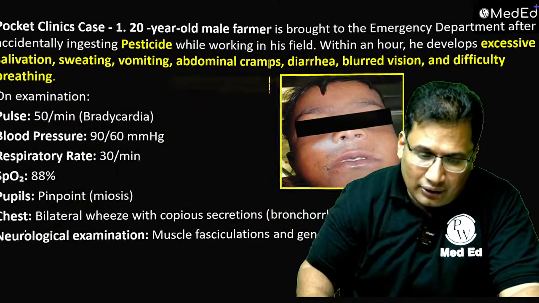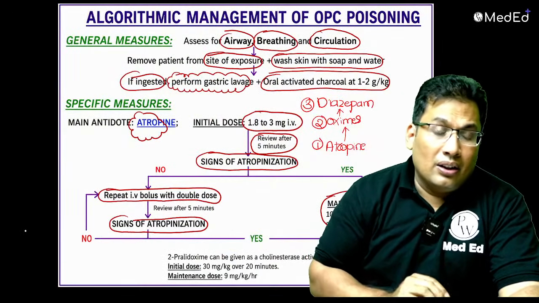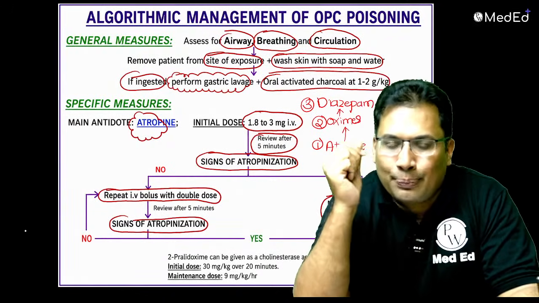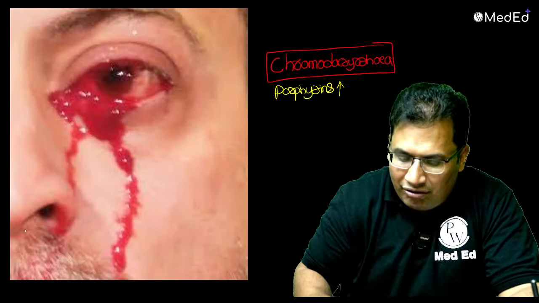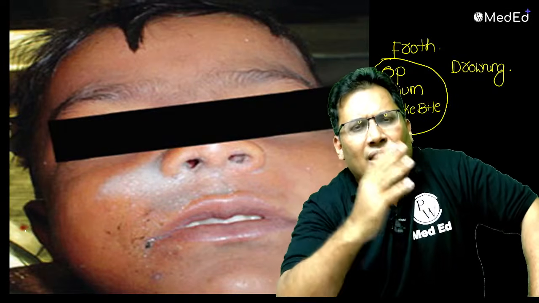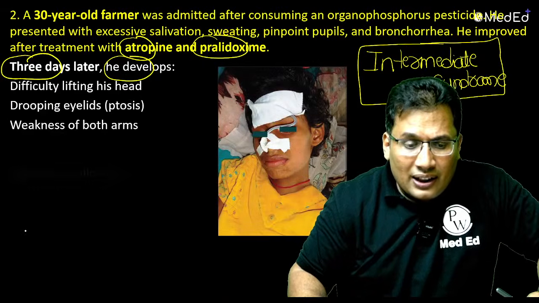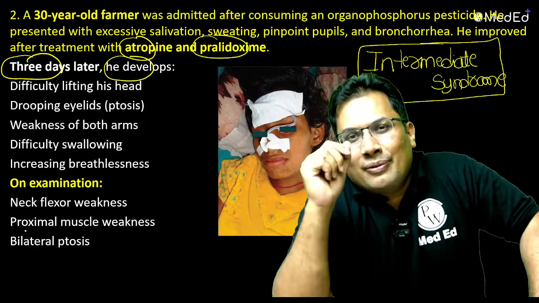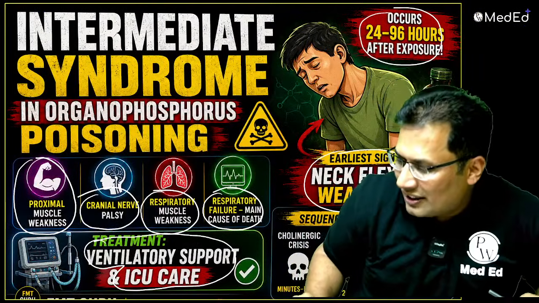Then try to memorize the SLUDGE mnemonic. Drug of choice, atropine. Other drugs, oximes and diazepam. Chromodacryorrhea, very commonly asked. Froth. Froth can be seen in various conditions. I said already, organophosphorus, opium, snake bite and all, drowning and all. Then try to memorize intermediate syndrome, the proximal muscle weakness, cranial muscle weakness. Okay, so this completes today's session.